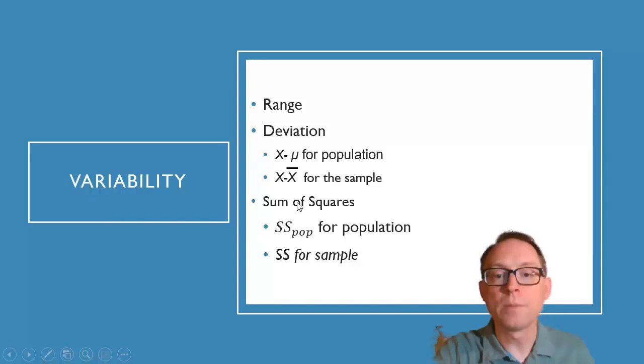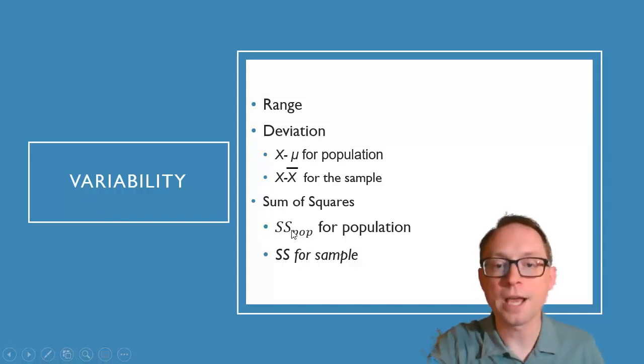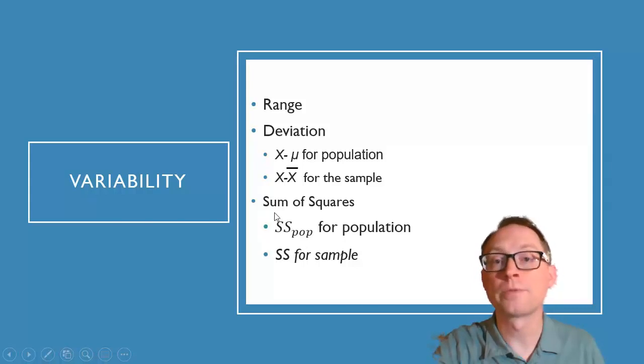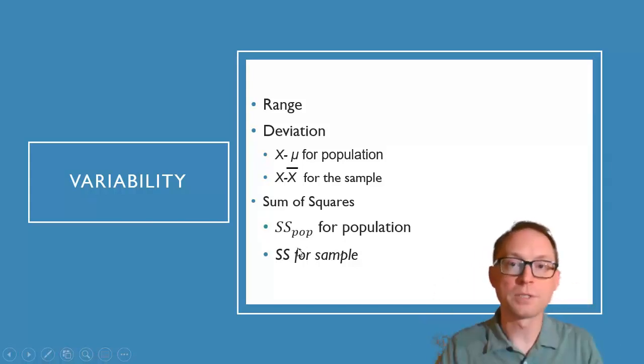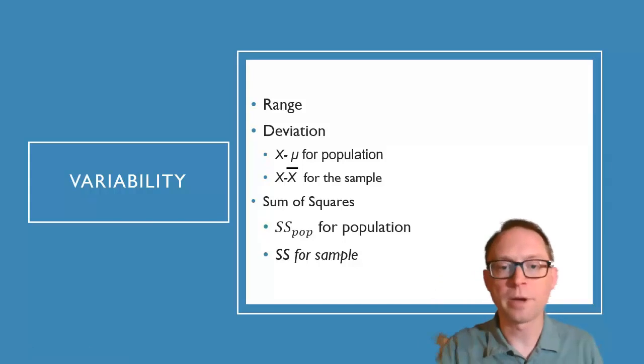In the same way, for sum of squares, we call this SS sub pop, where sub pop stands for the population. And then for the sample, we say SS, sum of squares. So the symbol is going to be SS sub pop for the population, or just SS for the sample. Now, the sum of squares is really crucial because there are a lot of different statistics that use the sum of squares as part of their formula, as part of their calculation. We'll talk about that in just a second.